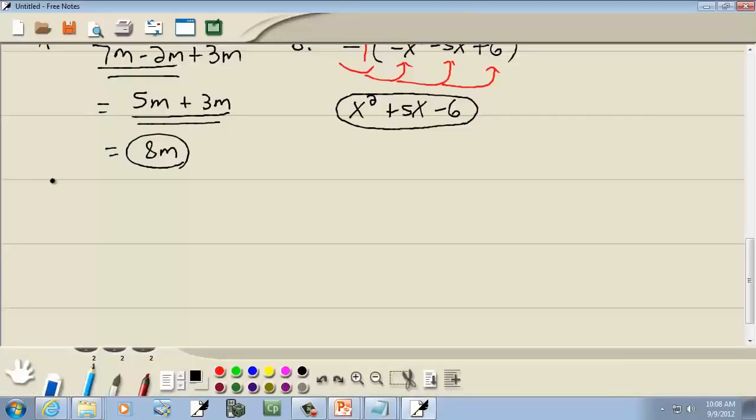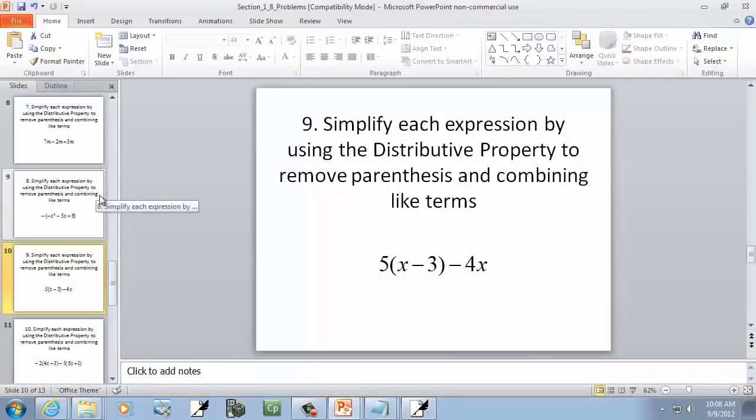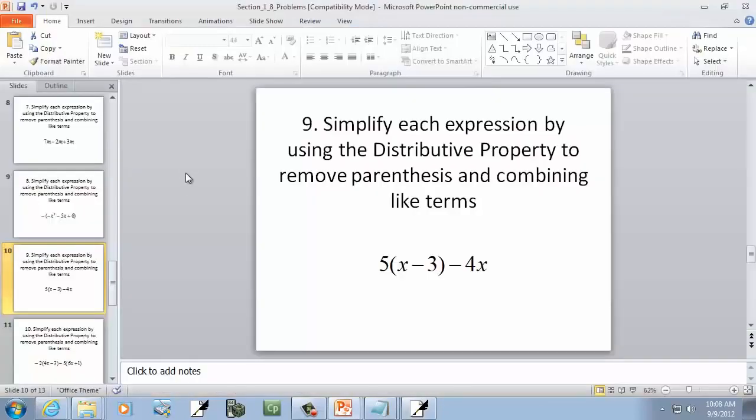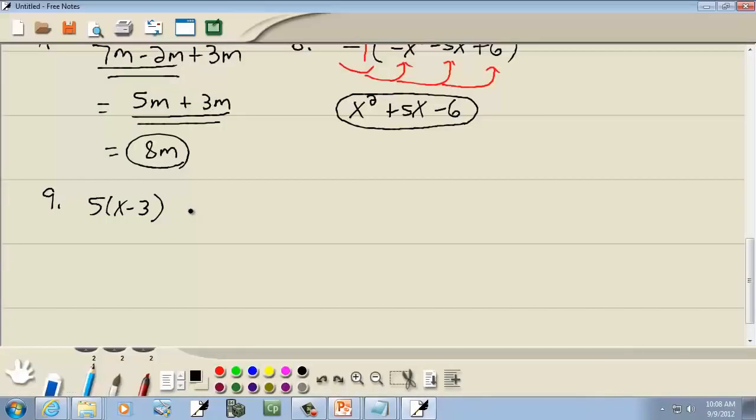Let's look at this one. Five times x minus 3 minus 4x. Okay. Now, if the instructions weren't telling us exactly what to do, I'd hit this problem and I'd think, okay, order of operations. Please excuse my dear Aunt Sally. Please do what's inside the parentheses. Well, there's nothing to do inside the parentheses.